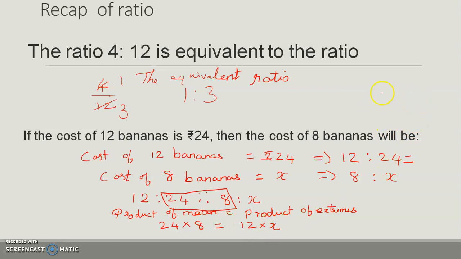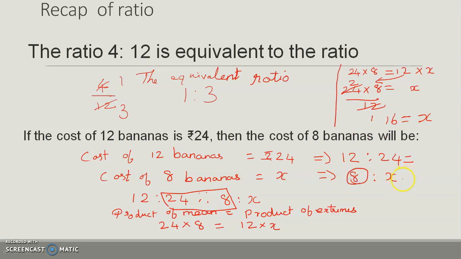Let me continue on top. 24 into 8 is equal to 12 into x. I have to find x. So 24 into 8 divided by 12. This 12 comes to this side. We can transpose from either left hand side to right hand side or right hand side to left hand side, both mean the same. 1 12 is 12, 2 12s are 24. So here we will have x. Here 8 2s are 16. So what will be the cost of 8 bananas now? It will be 16 rupees.